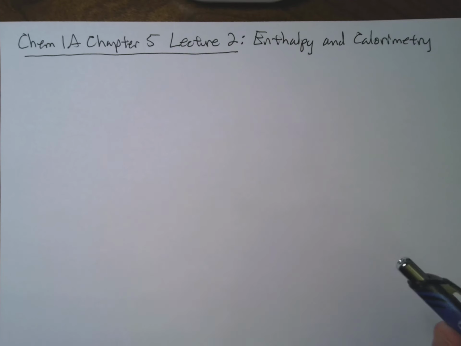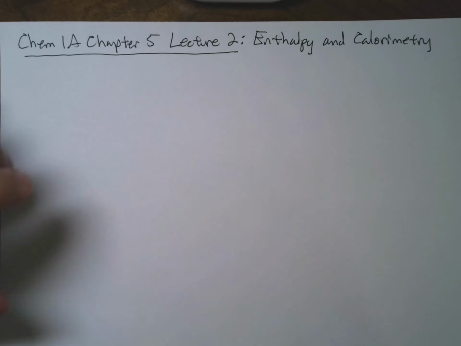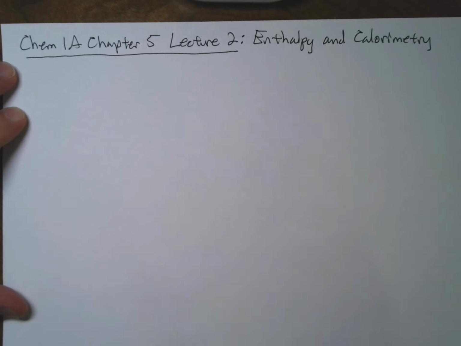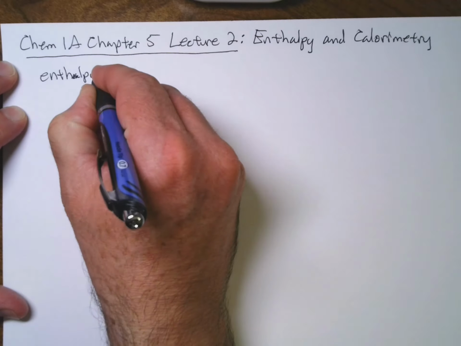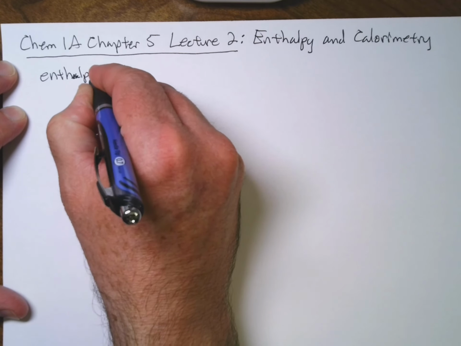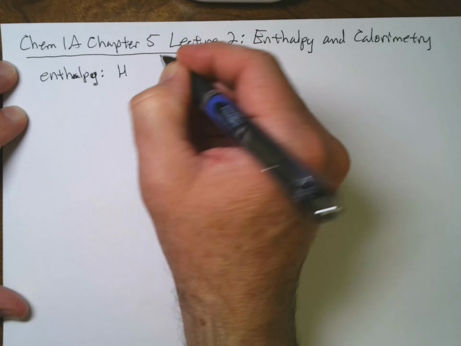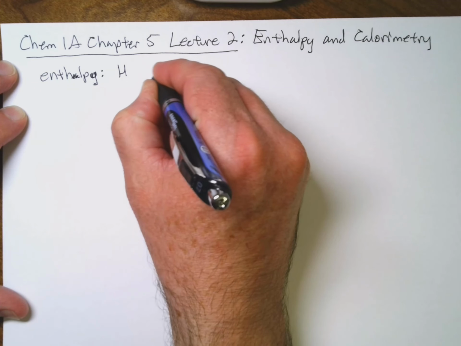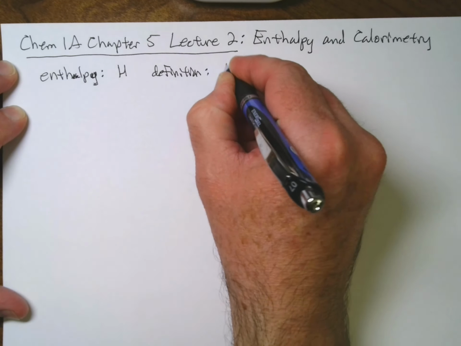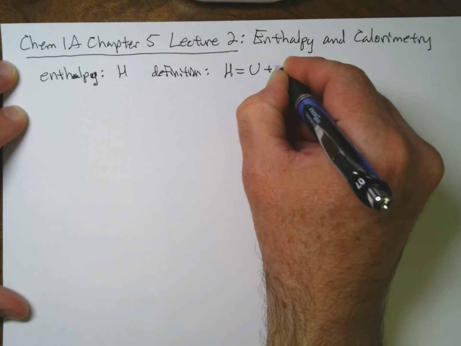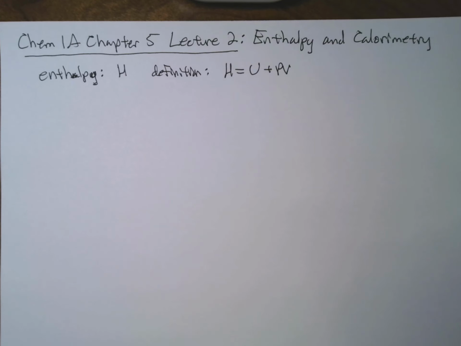Hi, Dr. P here, and in this lecture we'll take a look at the concept of enthalpy and the technique of calorimetry. So enthalpy is a state function, and we're going to use the abbreviation H for it. And the definition is H equals U plus PV. Enthalpy equals the internal energy plus the pressure times volume.